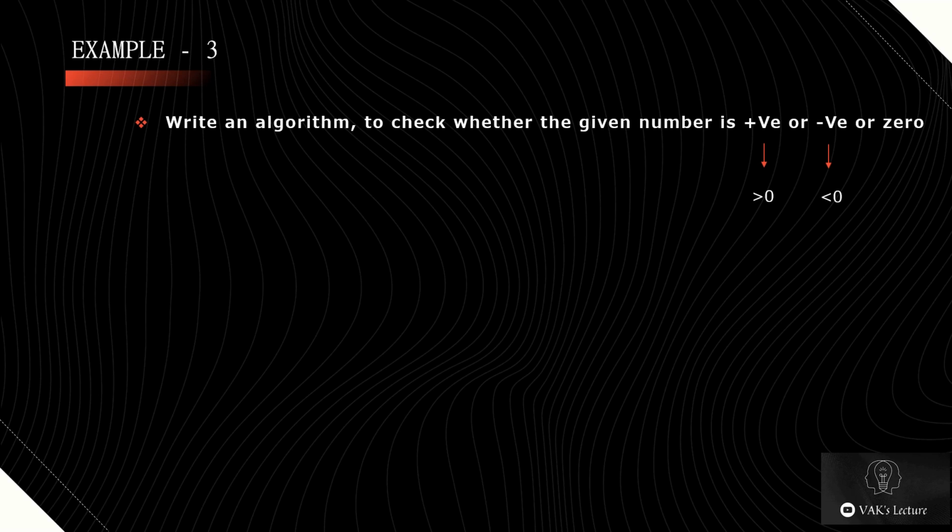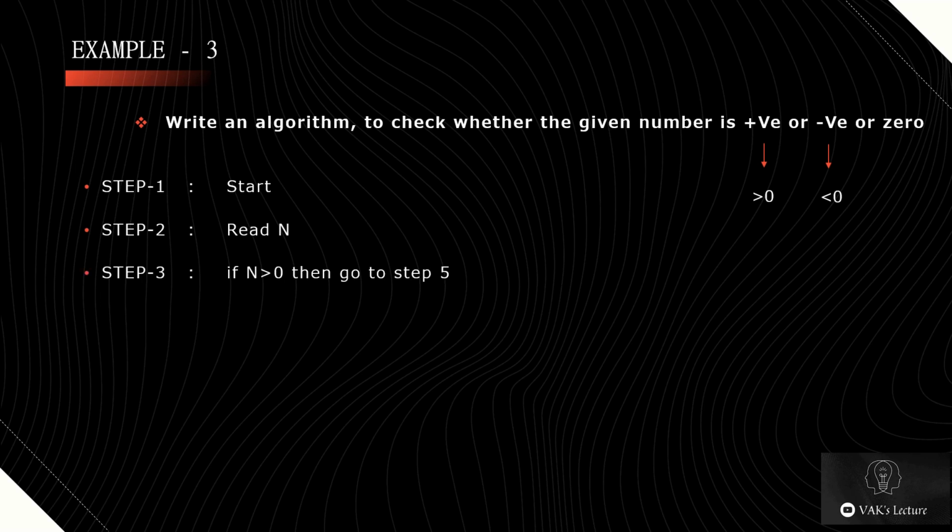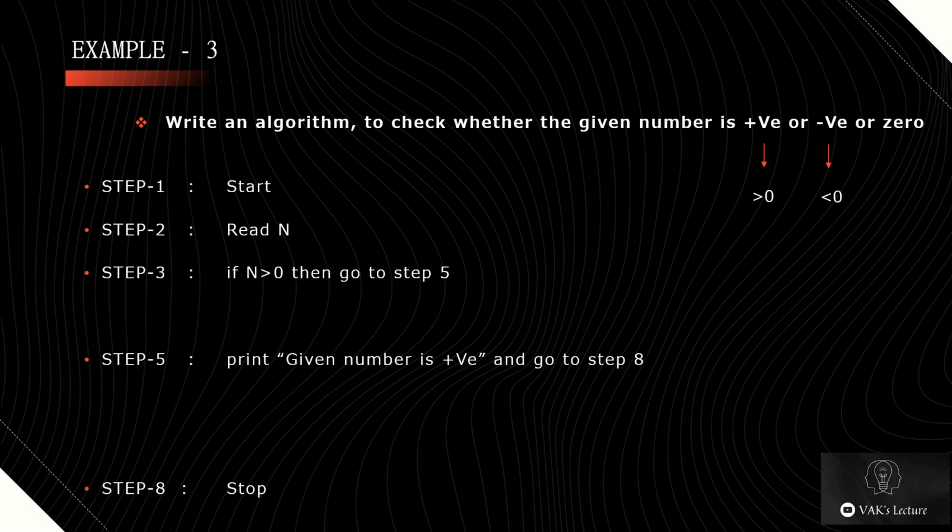Now we will see. Same as before, first start the algorithm in step 1. In step 2, take any number and store it in the variable n. That means read n. And now check whether n is greater than 0 or not. So in step 3, check if the value of n is greater than 0, then go to step 5. What is written in step 5? Given number is positive. And then go to step 8. Step 8 means stop the algorithm.